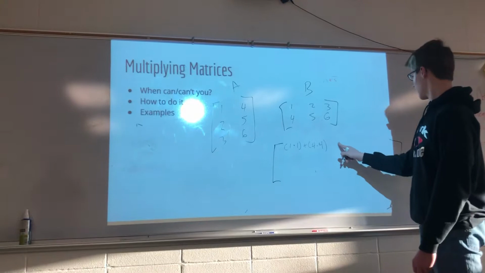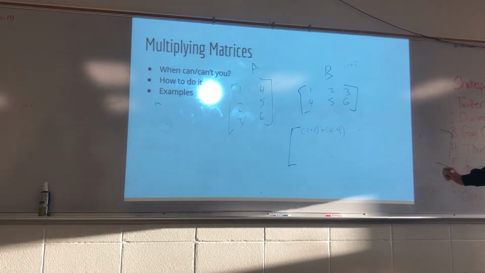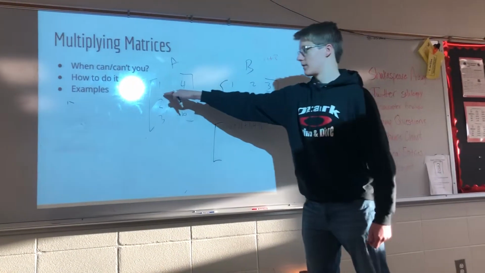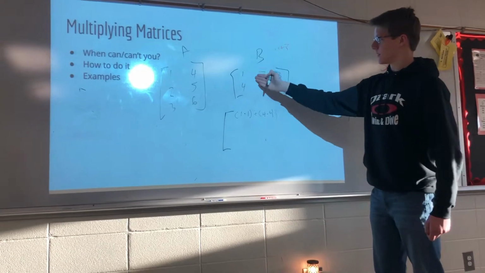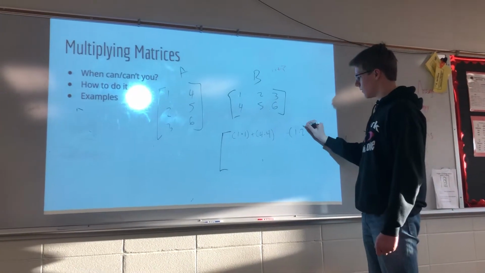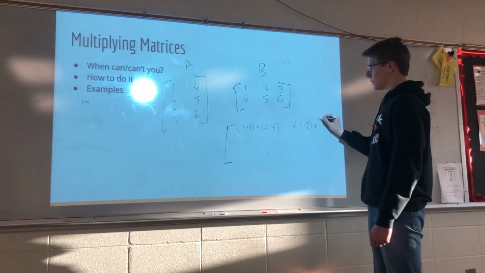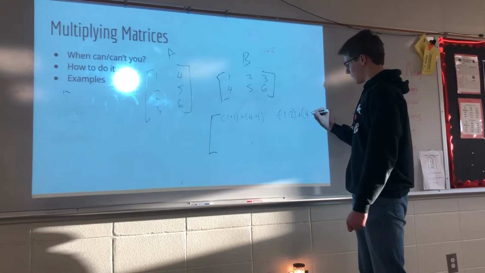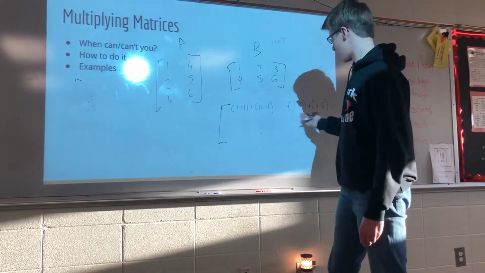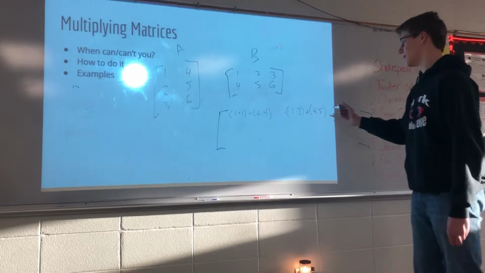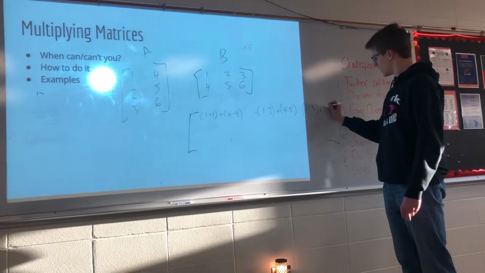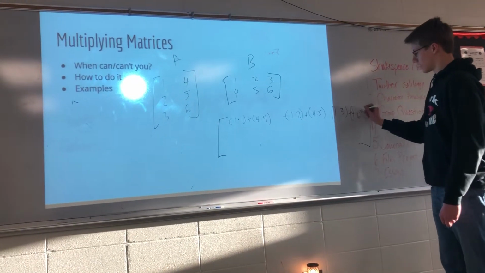And then your second entry is this. It's the first row, so it's the first row of this, but the second column, so it's the second column of B. So it's 1 times 2 plus 4 times 5. And now this one is the first row, so the first row of this, and the third column. So it's 1 times 3 plus 4 times 6.